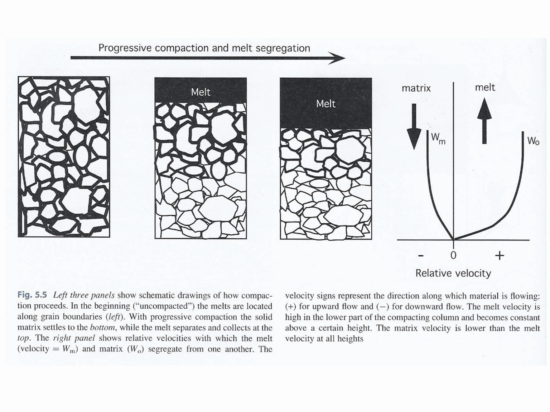The right panel shows relative velocities with which the melt, that is the velocity Wm, and the matrix Wo separates from another, yeah? So, and here we have then the rise up of melt.